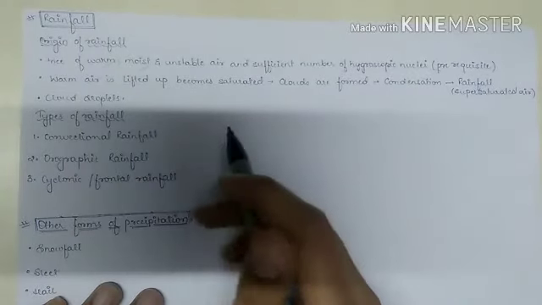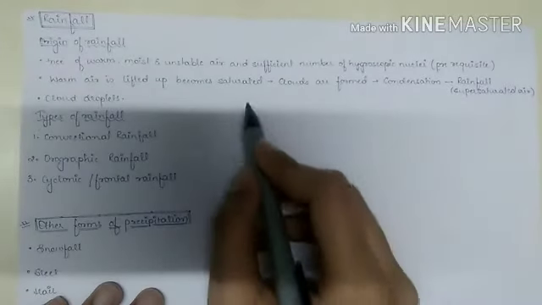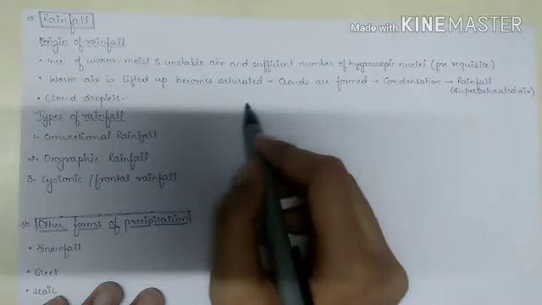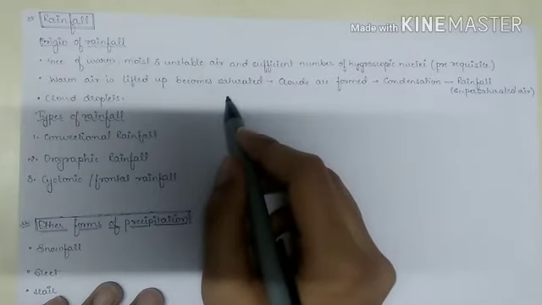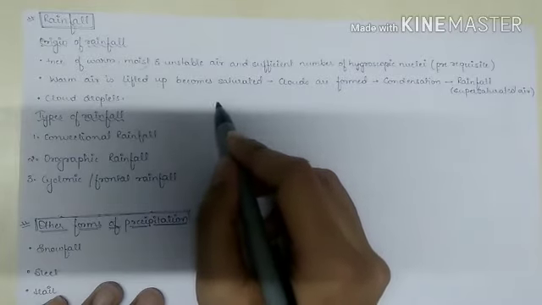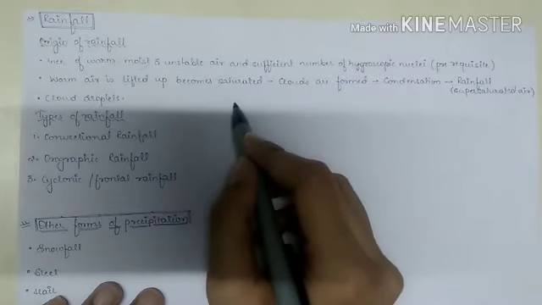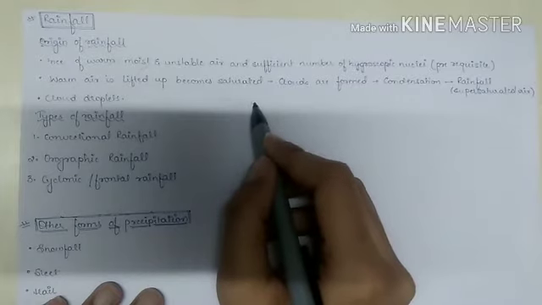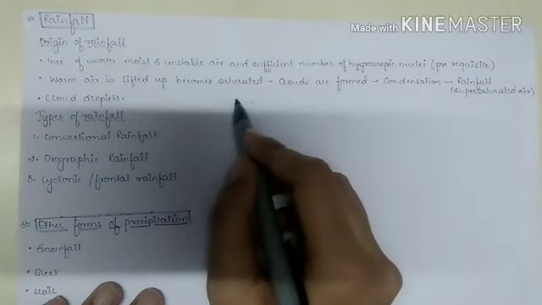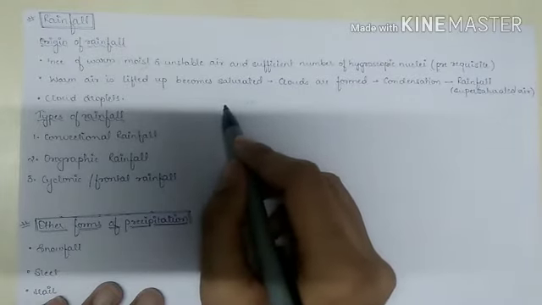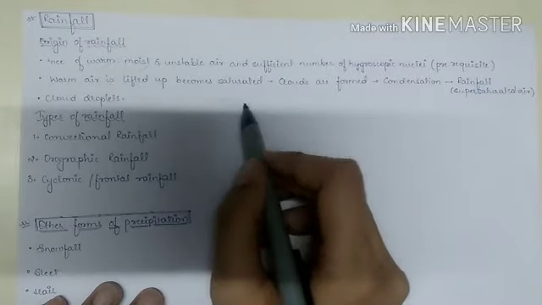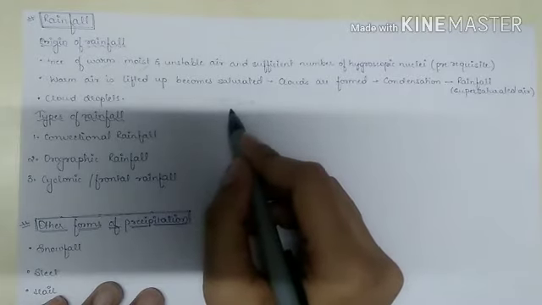Now what happens? The warm air is lifted up and it becomes saturated. As it becomes saturated, clouds are formed, and when these clouds condense, the air which condenses should be super saturated. So when this super saturated air condenses, it causes rainfall.